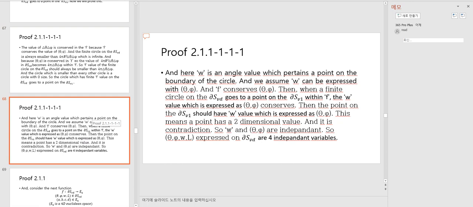And here, omega is an angle value which pertains to a point on the boundary of the circle. And we assume omega can be expressed with theta phi, and F conserves theta phi. Then, when a finite circle on the dS3D goes to a point on the dS3-1 within F, the omega value, which is expressed as theta phi, is conserved. Then the point on the dS3-1 should have an omega value which is expressed as theta phi. This means the point has a two-dimensional value. And this is a contradiction, so omega and theta phi are independent, so (theta, phi, omega, L) expressed on dS3D are four independent variables.